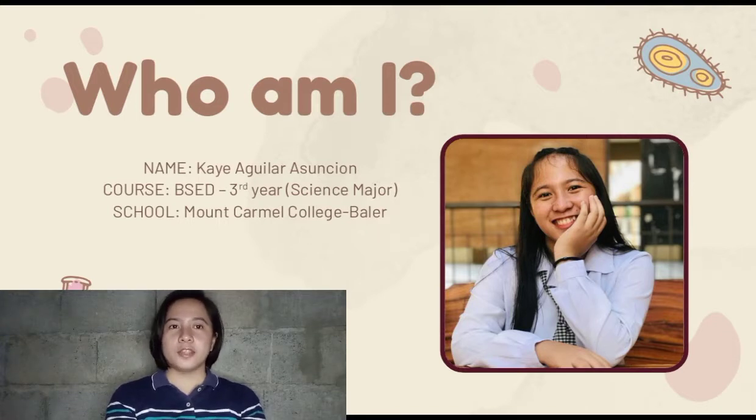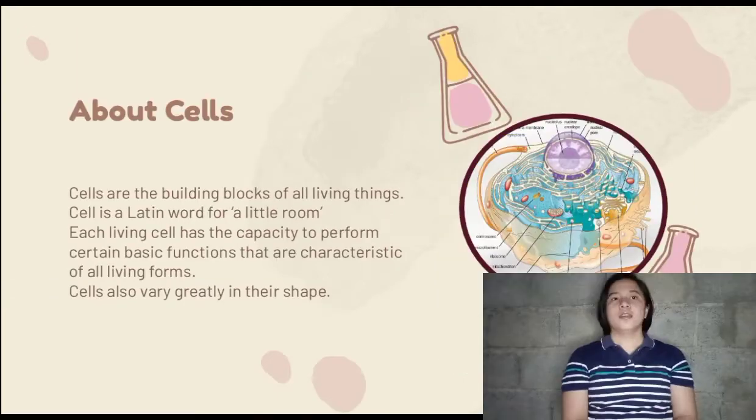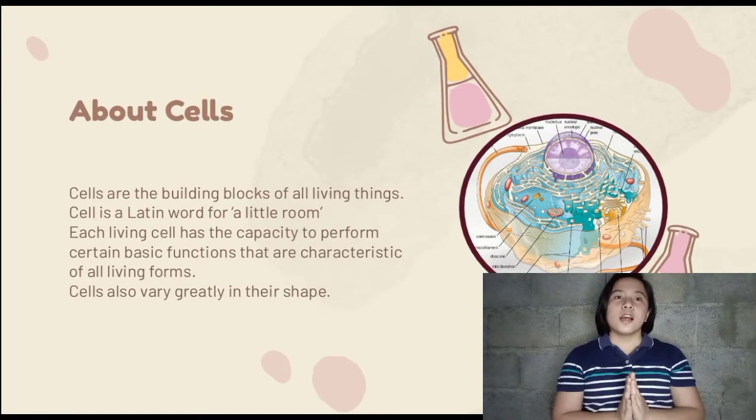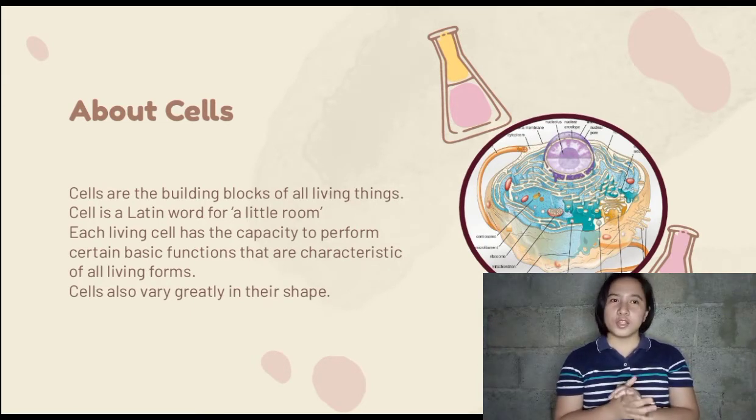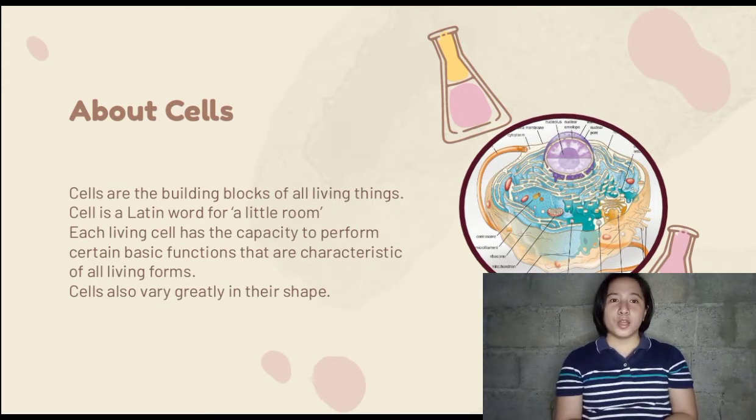And today, I'll be discussing the types of cell. Before I begin, let me give you a brief explanation of what a cell really is. So, let's begin. Cells are the building blocks of all living things. It is also defined as the smallest unit of life and it provides structure for the body.